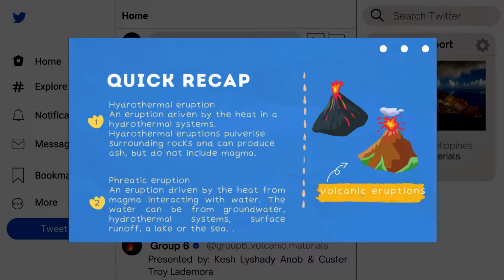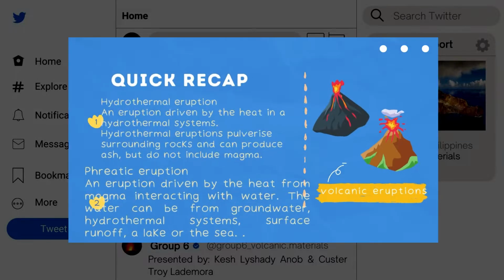Number 2 is phreatic eruption, an eruption driven by the heat from magma interacting with water. The water can be from groundwater, hydrothermal systems, surface runoff, a lake, or the sea.